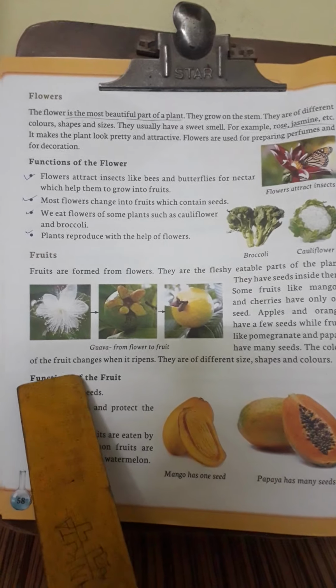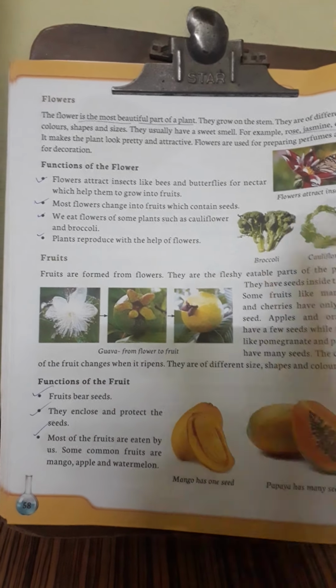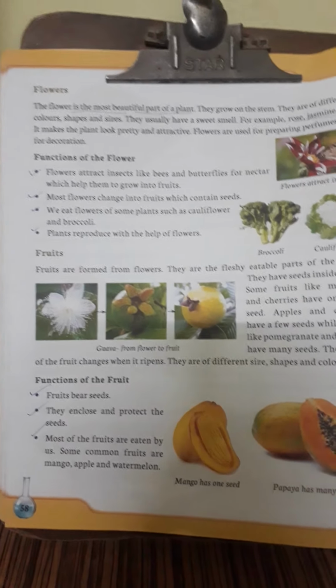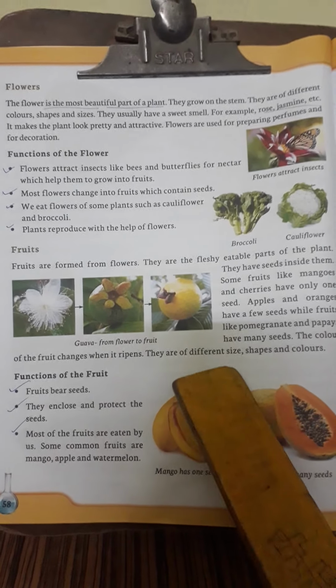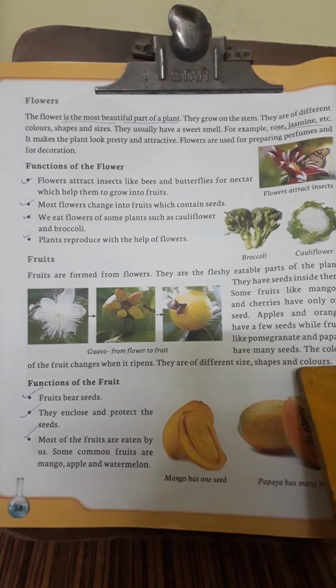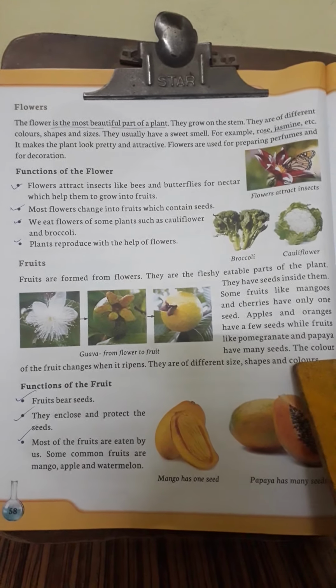The color of the fruits changes when they ripen. Fruits also have different shapes, sizes and colors.